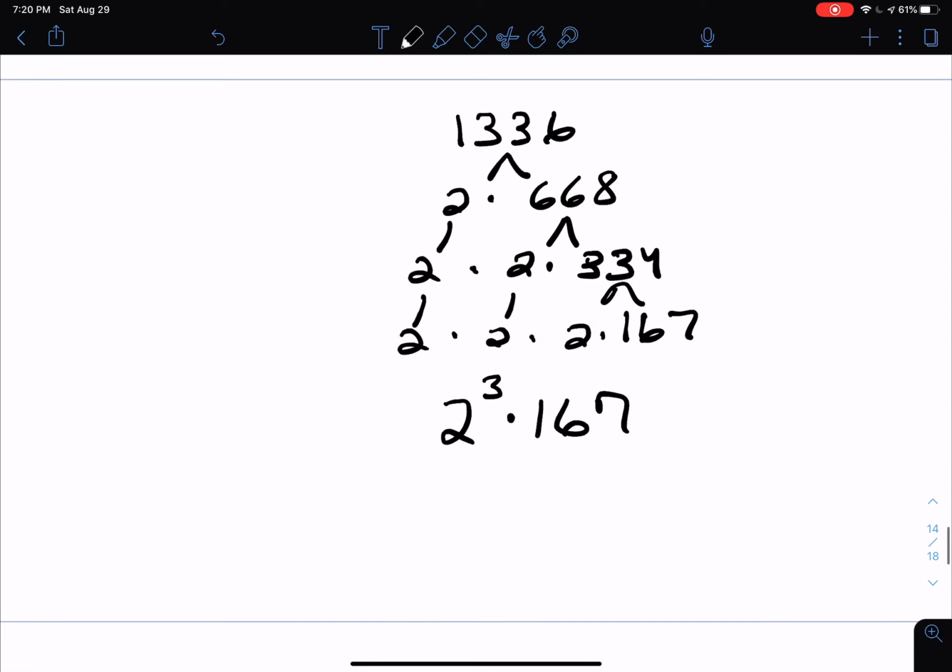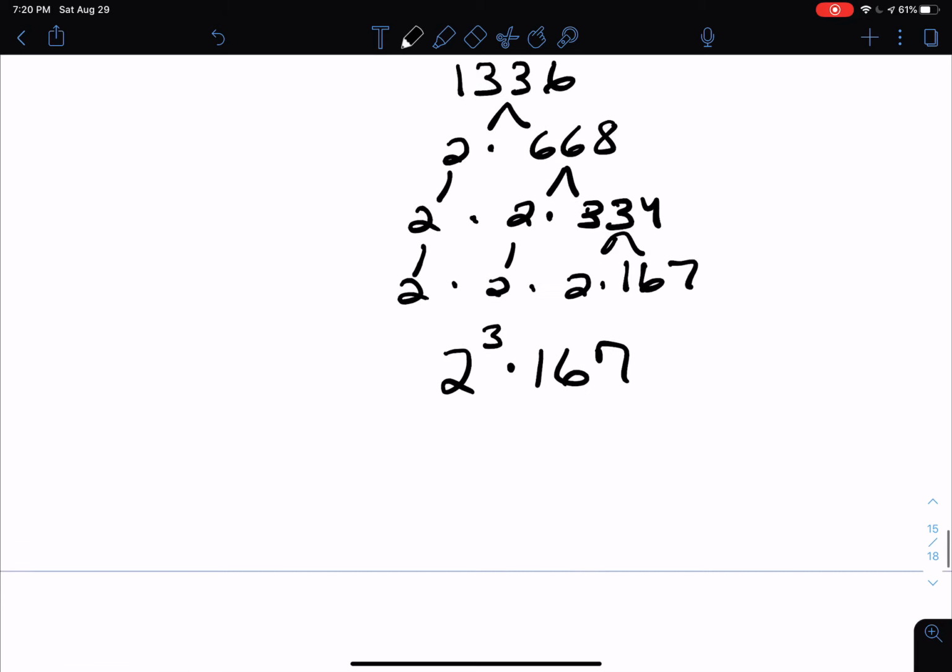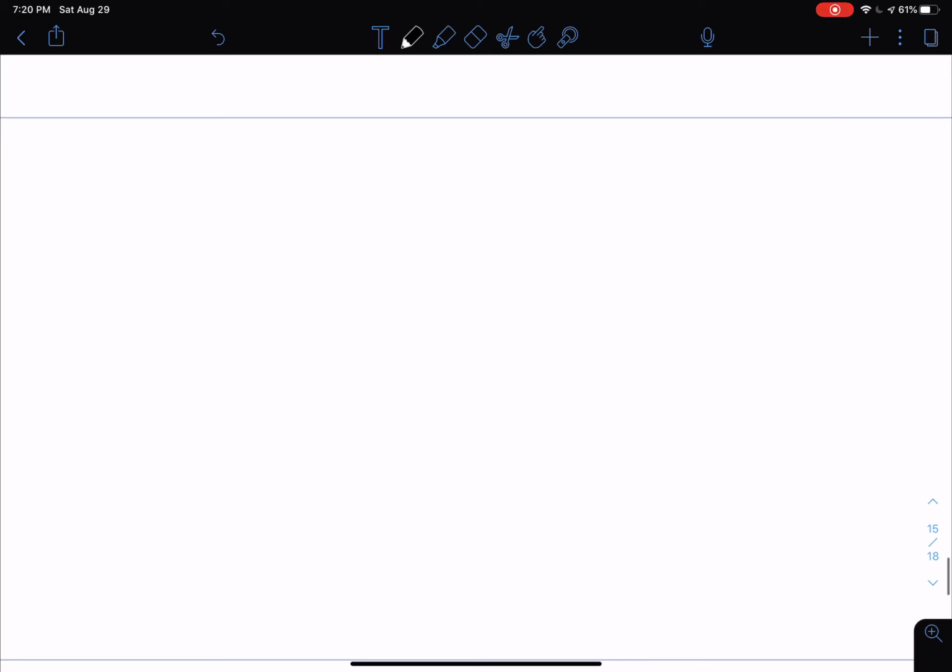If you'd done a sieve of Eratosthenes up to 200, you would have ended up circling 167 as a prime number. Okay, let's do one more of those. Let's do 663.